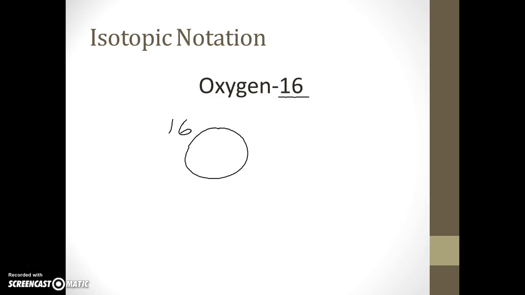And in our bottom left-hand corner goes the atomic number. This is what you get from the periodic table. So look at the periodic table, find oxygen, its atomic number is 8. So we're going to write 8 in the bottom left-hand corner. And remember, in isotopic notation, there's one more thing. It goes in the top right, and that's your charge. When we're dealing with nuclear things, that's pretty much all in a neutral state, so we're pretty much never going to have a charge in there. So we can just leave it blank.